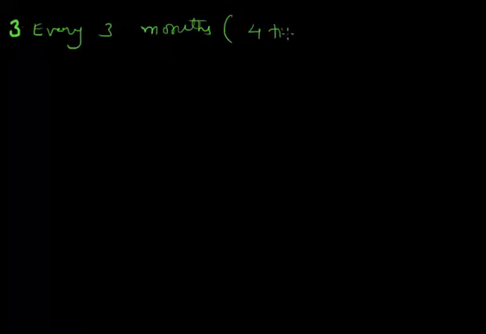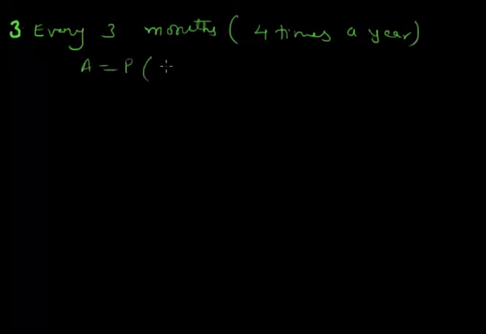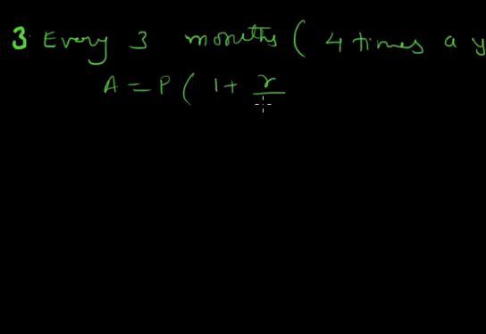Option 3 is when compound interest is calculated, say, every 3 months. Every 3 months, we can also call it as 4 times a year. Then amount is given by the formula A equals P times (1 plus R over 400) raised to 4T, because it's calculated 4 times. A is the amount, P is the principal, R is rate of interest, T is the time in years.